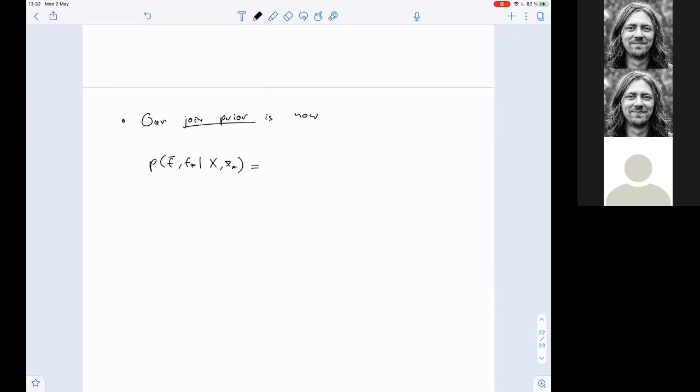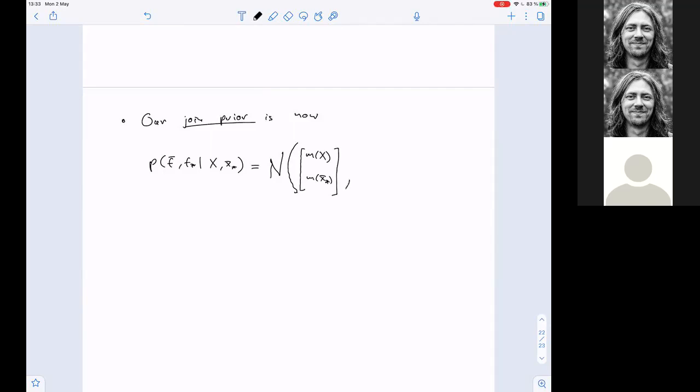And this is now a giant normal distribution. I'm going to write it as a giant normal because I need some spacing. So the mean vector is now, we'll write this as m of the matrix X. I'll explain all this notation, though it's probably mostly self-explanatory. So the upper part here is the mean for all the training points, and then the lower part is just a single value, your prior mean at the test point.